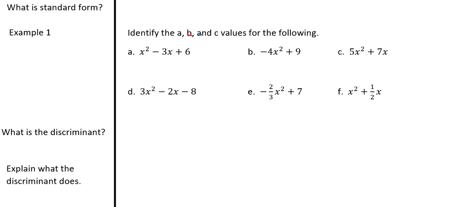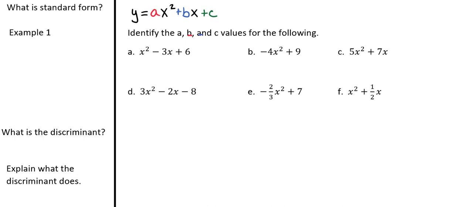In this video, we're going to be talking about the standard form of a quadratic function, what the discriminant is, what it tells us, and how to determine the number of solutions, or also our x-intercepts, equations have. So what is the standard form? Well, the standard form of a quadratic equation is y equals ax squared plus bx plus c.